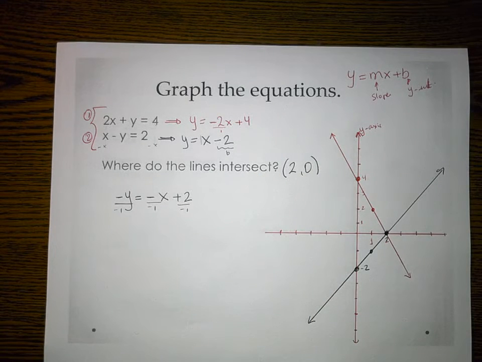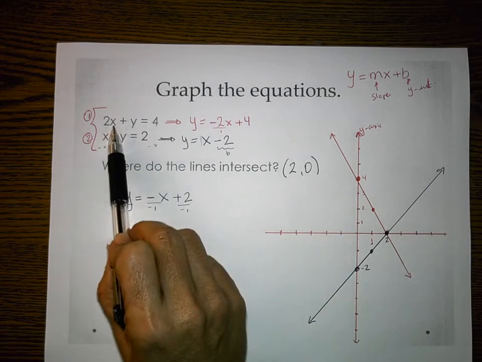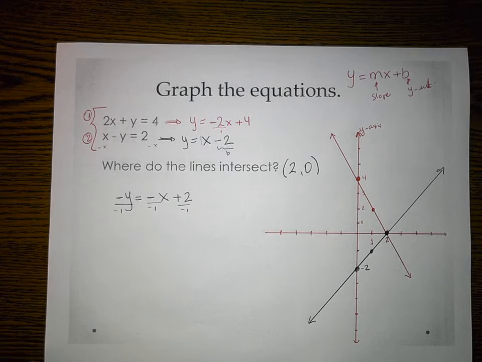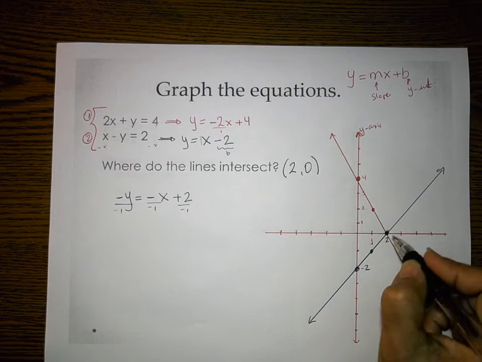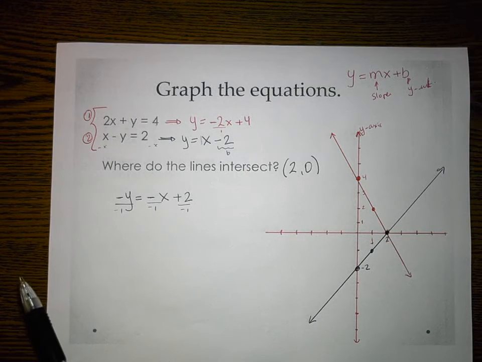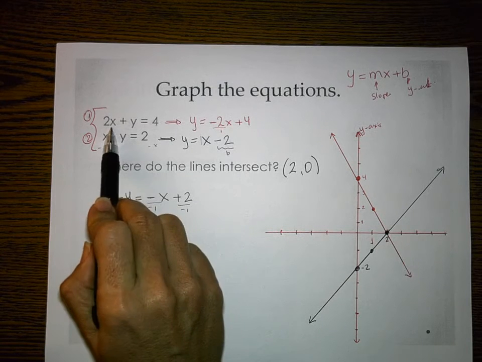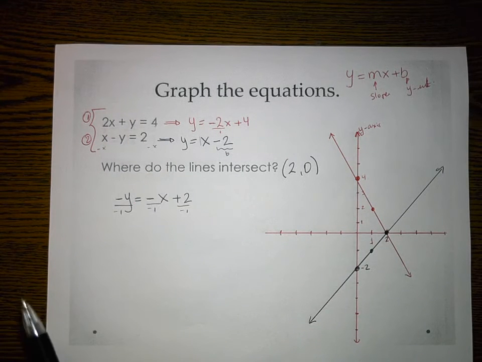Okay? So if you want to check your solution, you can go ahead and plug in 2 for x and see if you get 0 for y. So, I'm sorry, yes, this is (2, 0). So plug in 2 for x and see if you get 0 for y. 2 times 2 here is 4. When you subtract, you get 0. Yep, that works. And you can plug in here, and you see that you get 0 as well.